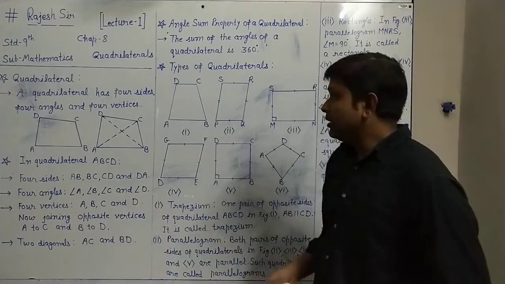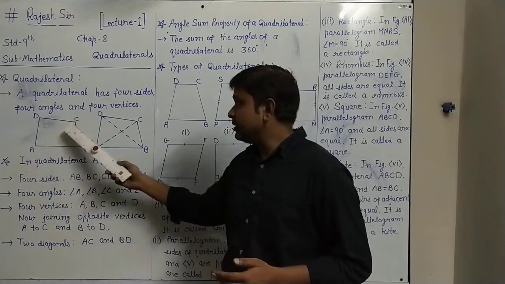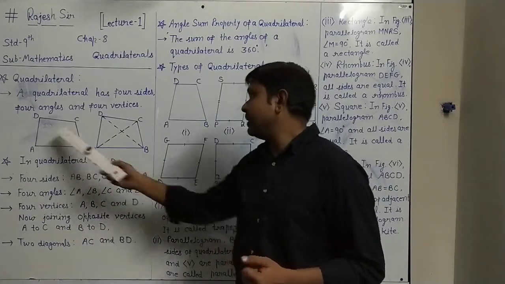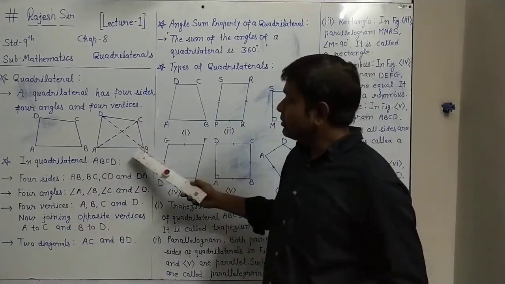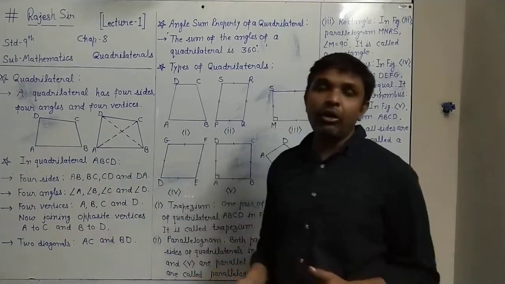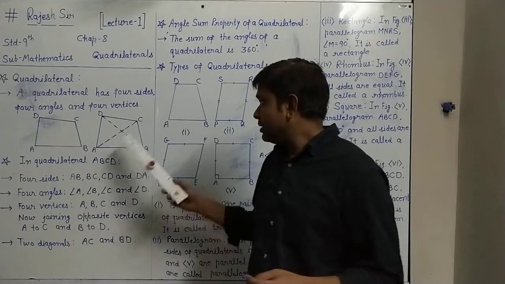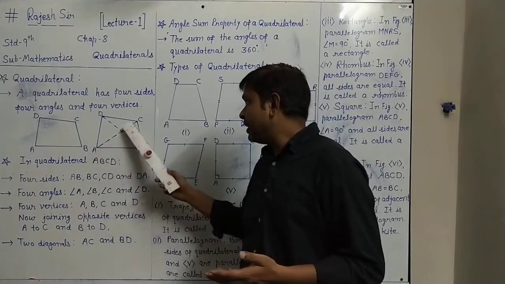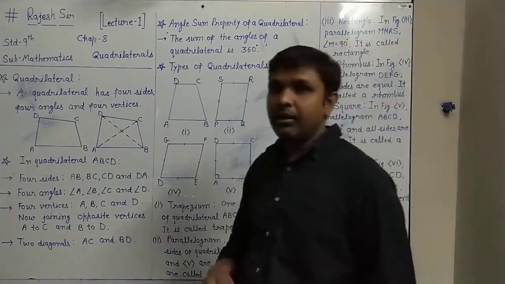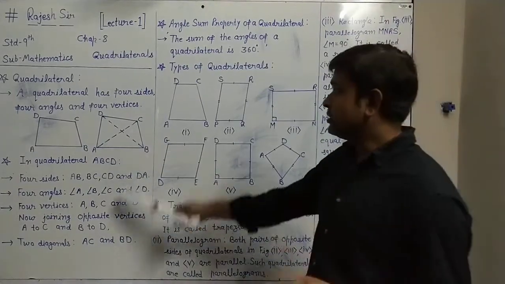Now if you join opposite vertices, opposite vertices are A and C, and B and D. If we join opposite vertices, that is A to C and B to D, like this in this figure, A to C is joined, B to D is joined. Then this AC and BD form diagonals. So we will have 2 diagonals in the quadrilateral, and in this quadrilateral ABCD, AC and BD are 2 diagonals. So these are the parts of quadrilateral: 4 sides, 4 angles, 4 vertices and 2 diagonals. This is all about the quadrilateral.